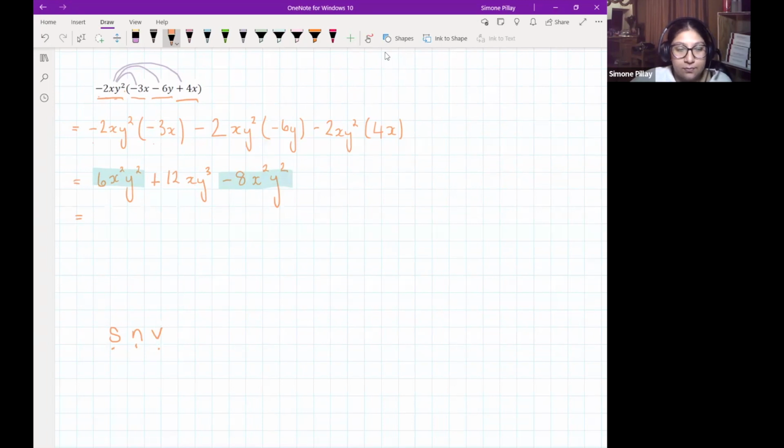negative 2xy squared plus 12xy cubed. And that is it.